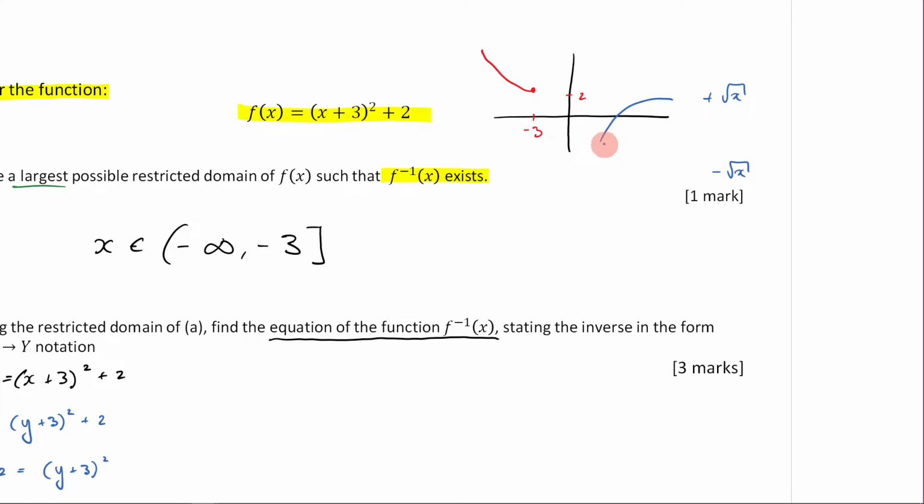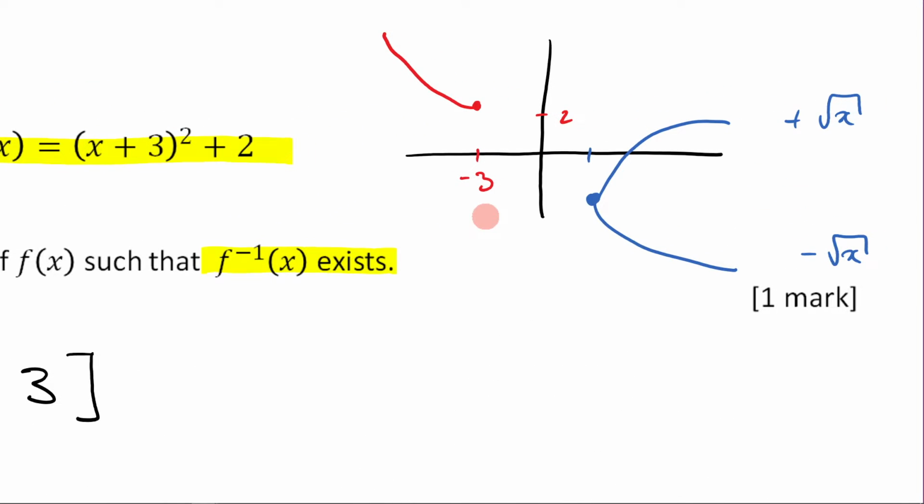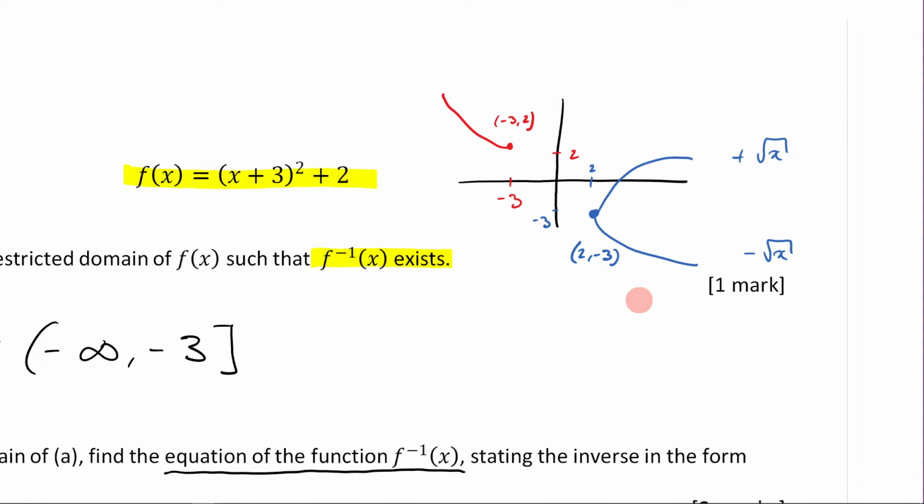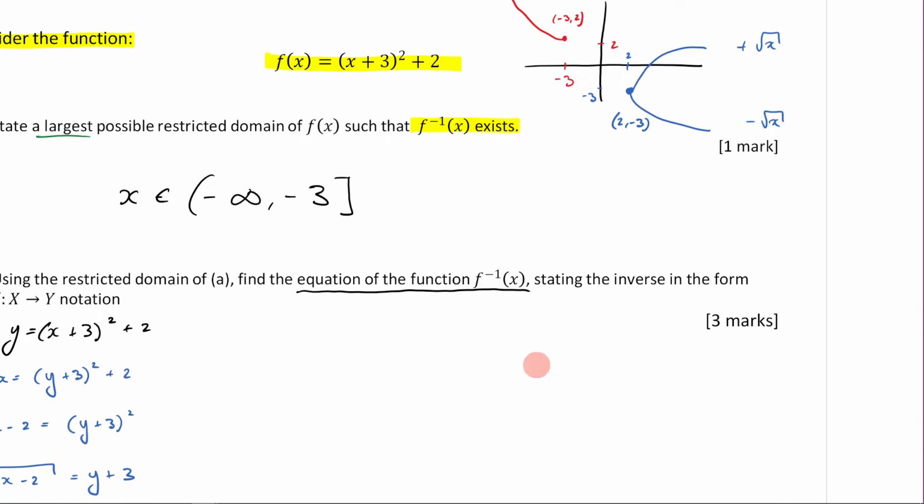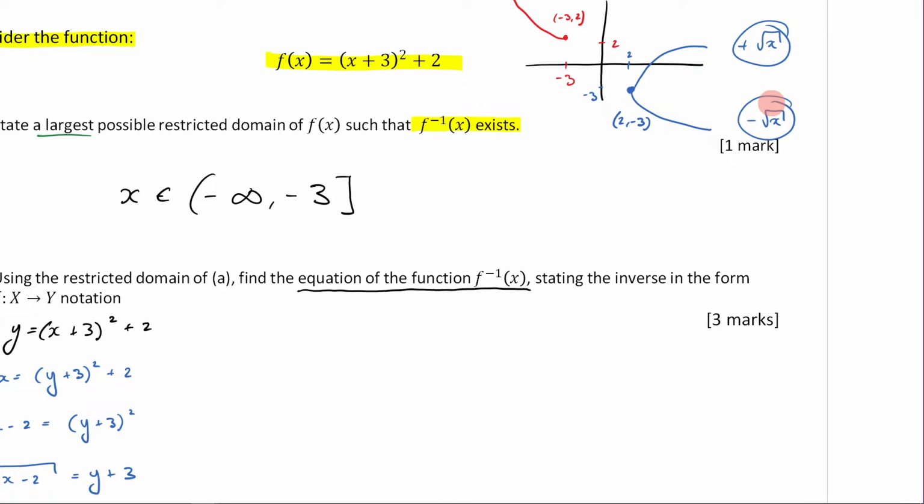So how can we figure out which part it's going to be? You can immediately see the turning point here, or the endpoint of the square root graph. If I zoom in here for a second, if this is negative 3, 2, that means that this point here will be 2, negative 3, because we're just swapping them around. This will be 2, negative 3. Remember, the x and y swap at that point. If we continue, we need to figure out whether it's going to be the positive or the negative of this.